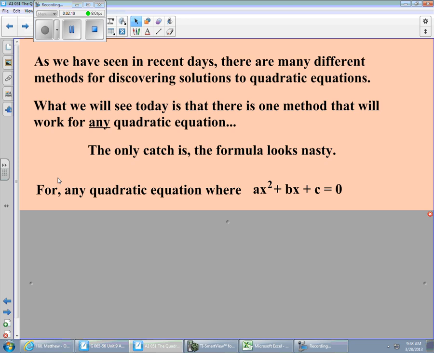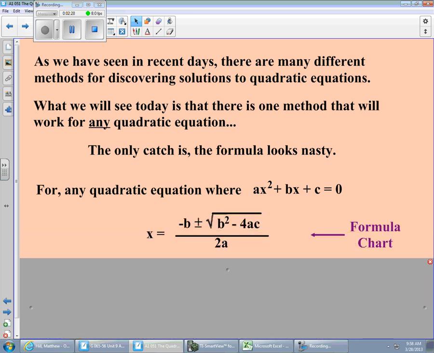And a and b and c are just some numbers that get plugged in there. Whatever this number a is, whatever this number b is, whatever that number c is, if we take it and we plug it into this formula, this will tell us exactly what the value for x is for any quadratic equation. Like I said, it does look quite nasty, and you may have seen it looking around on your formula charts before. It is a formula that's provided for us, which is nice.